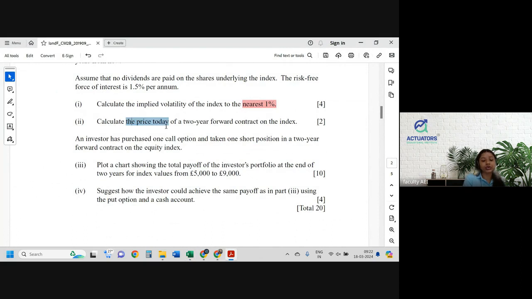Calculate the price today of a 2-year forward contract on the index. So you need to calculate at time zero. It's a 2-year forward contract. So what is the forward price? How do we calculate the forward price quickly? Can anyone tell me? Vibha, you want to try?